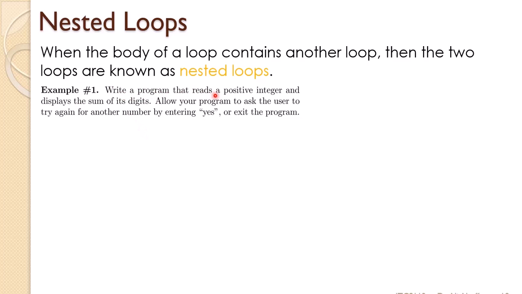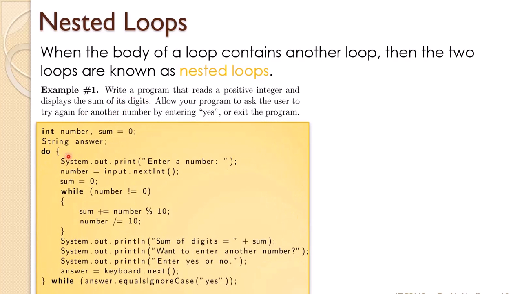It says write a program that reads a positive integer and displays the sum of its digits. So in our program, we counted how many times a digit is repeated. Here we are finding the sum of the digits. The idea is the same. So we will have a nested loop.